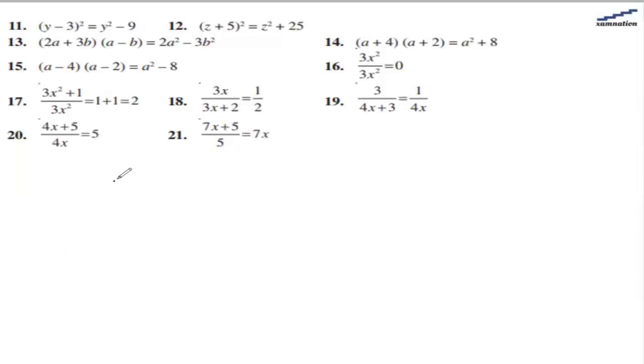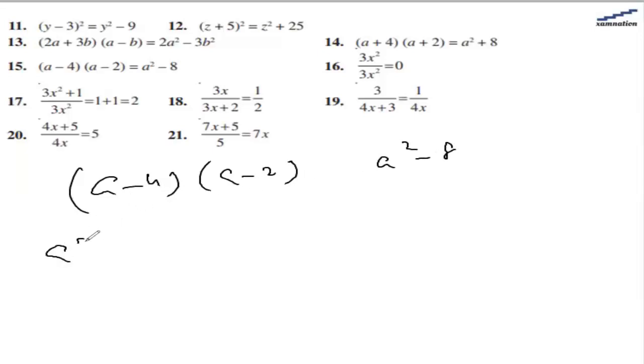In the 15th, we have a minus 4 and a minus 2, and that is equal to a square minus 8. So let's solve this. So this will give us a square minus 6a plus 8. So here, we need to first add minus 6, and minus 8 should change to plus 8. So that is what we need to do to the left hand side, right hand side.